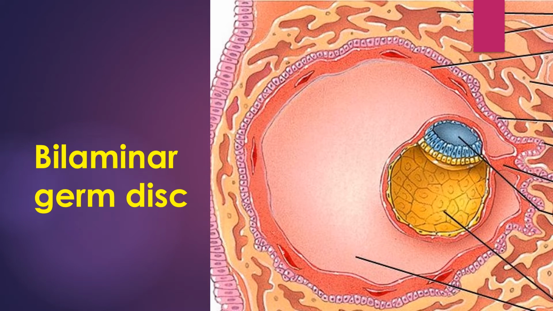So here in this third week, two main changes are going to appear. One is the bilaminar germ disc changing into a trilaminar germ disc. Another is the primary villi changing into tertiary villi. The change to the trilaminar germ disc occurs in the embryoblast, and the change of primary to tertiary villi occurs in the trophoblast. So these are the two main changes. We will see them in the coming videos.